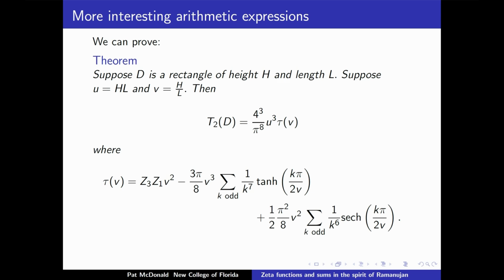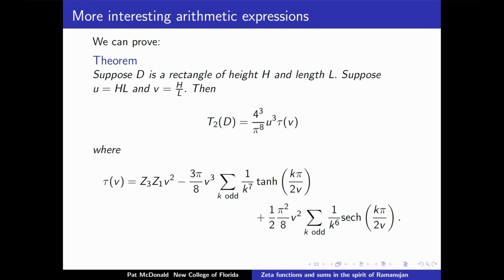So here's a theorem that I'm not going to prove. If you're interested, I can give you the preprint. But it's an expression for the second moment of a rectangle. And what you'll notice is that it has roughly the same form as the expression I gave before. The difference is that now instead of having a single infinite sum, there are two.